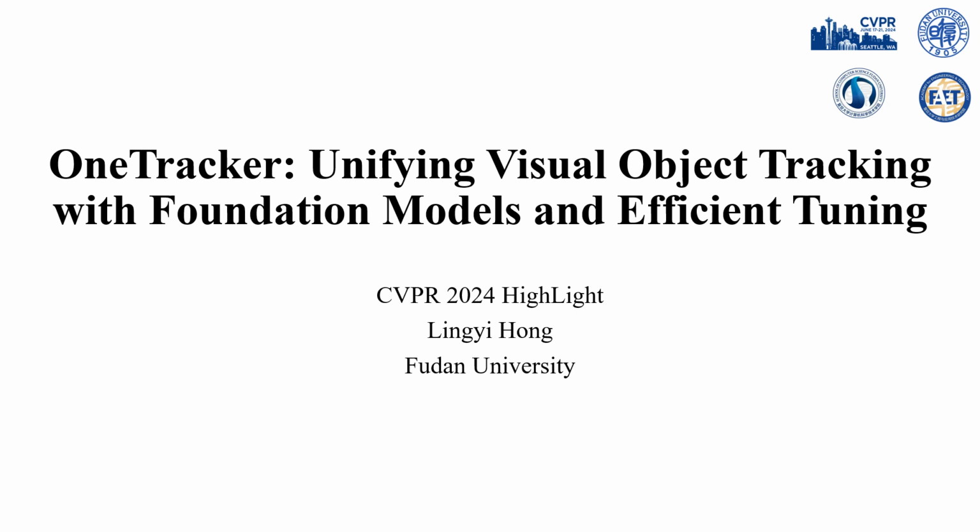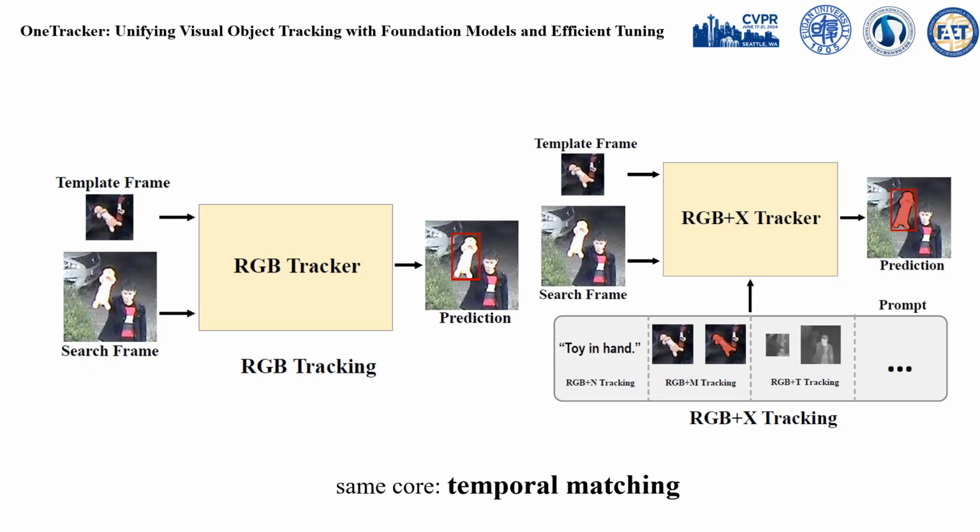I'm very glad to introduce our work OneTracker, Unifying Visual Object Tracking with Foundation Models and Efficient Tuning, which is accepted as highlight by CVPR 2024. Visual object tracking aims to localize the target object of each frame based on its initial appearance in the first frame.